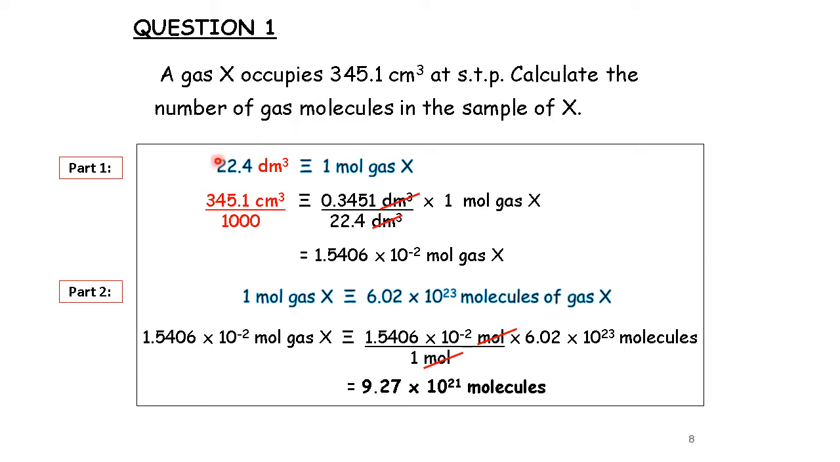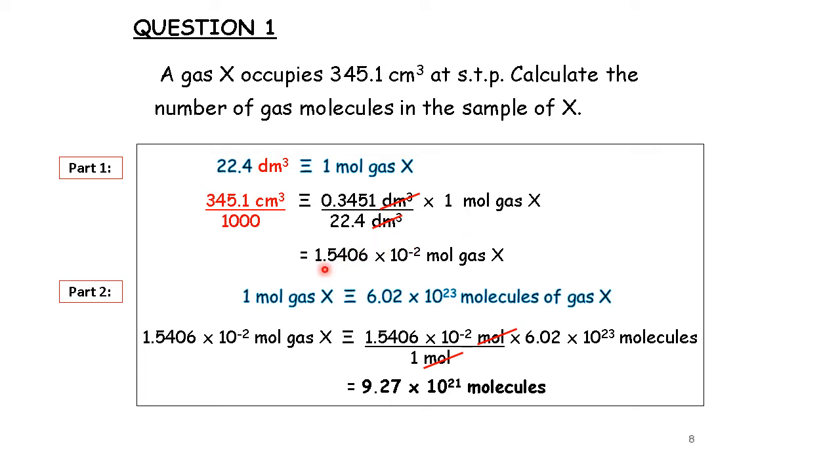So step 1. The relationship is 22.4 dm3 equivalent to 1 mole of gas X. In this case, this one is in cm3, so we must convert to dm3 first, that's why we divide by 1000. So 0.3451 dm3 times 1 mole of gas X divided by 22.4 dm3. Units cancel, so what remains is mole gas X.